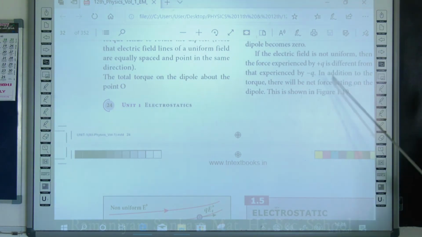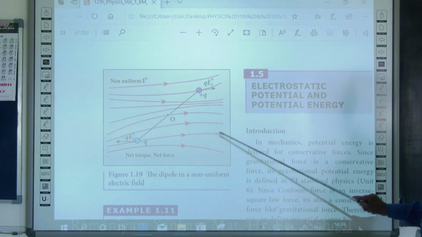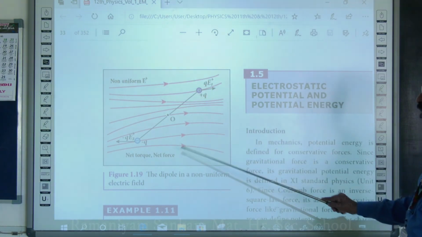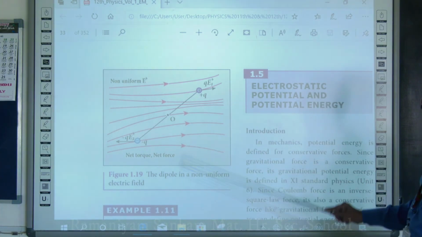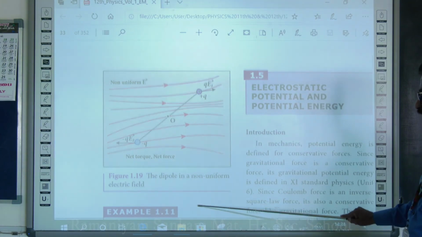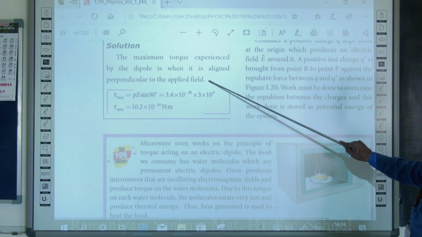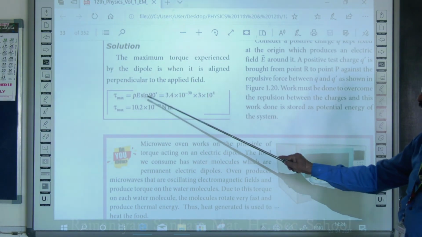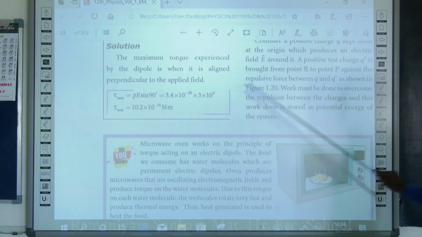Net force means the total force acting on the dipole, as shown in the diagram. See the diagram. This is a non-uniform electric field because the lines are not parallel to each other. So net torque will be there, and also net force will be there. Okay, example 1.1 we will do later, but even though it is a very small question, you just substitute the value: pE sin 90, substitute the values, and you get newton meter. This is asked in a 2 mark question.